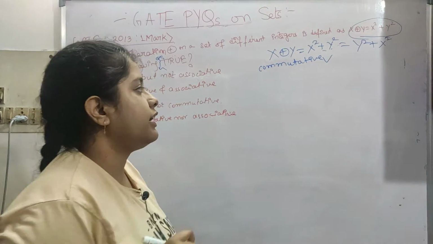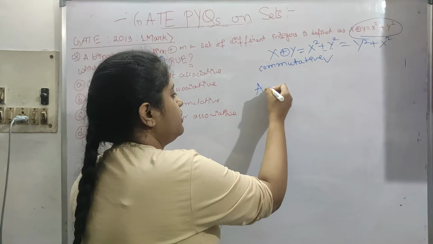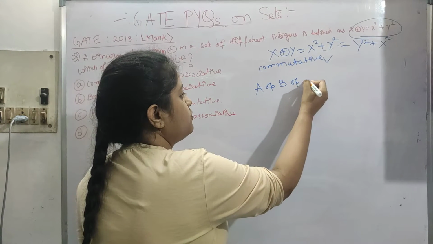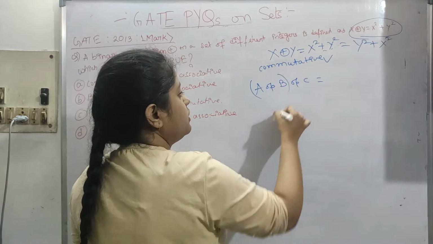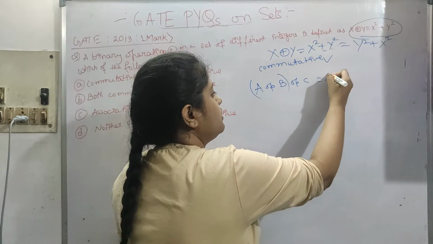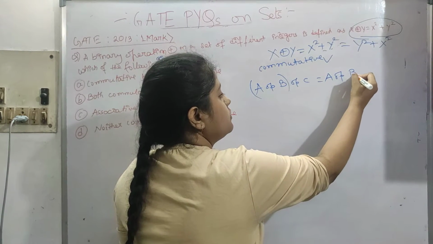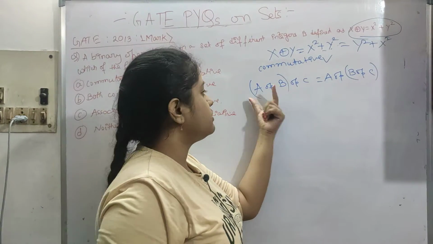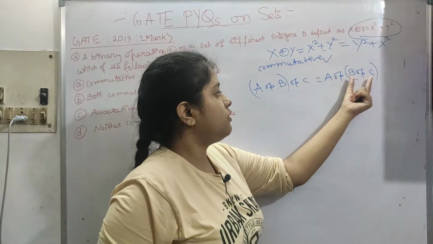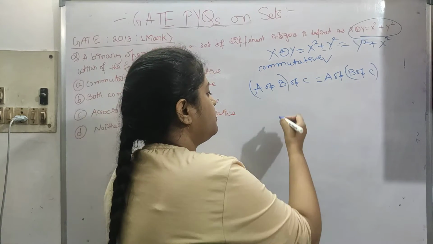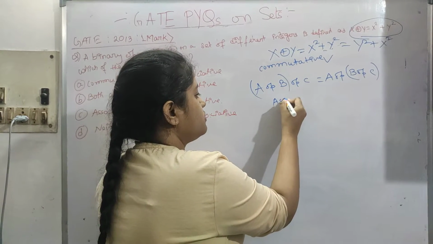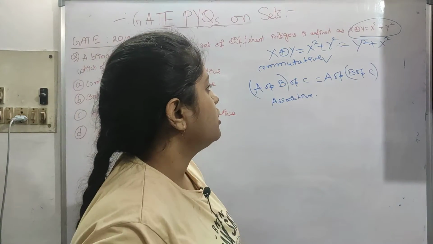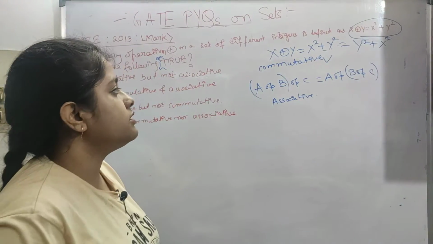Now we just need to find out about associative. Associative means, let's say, a operator b, then operator c. If the bracket moves from the first two to the second two operands and the result is the same, then it is called associative. So you have to find out if this operation is associative or not.